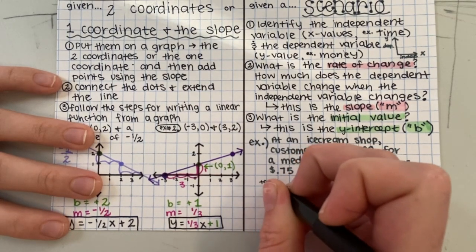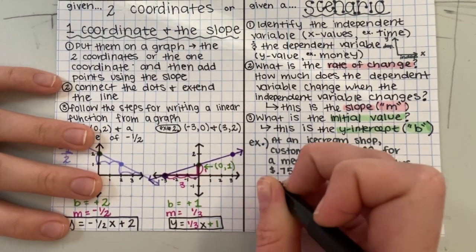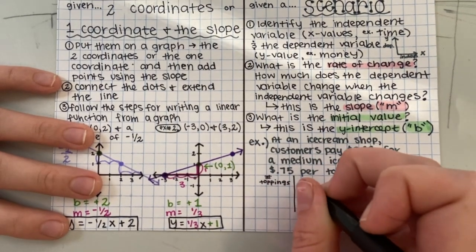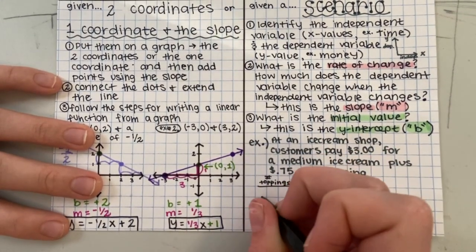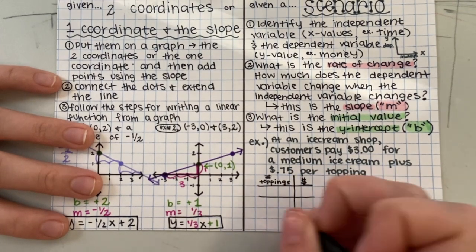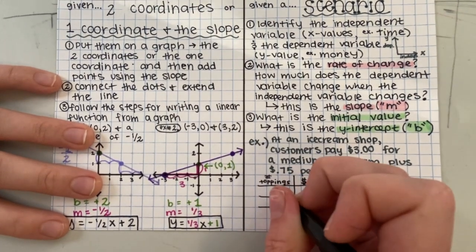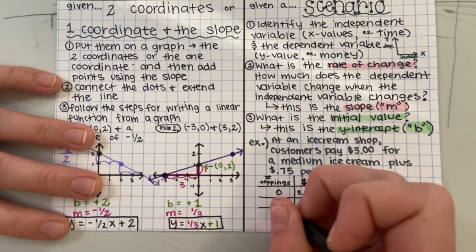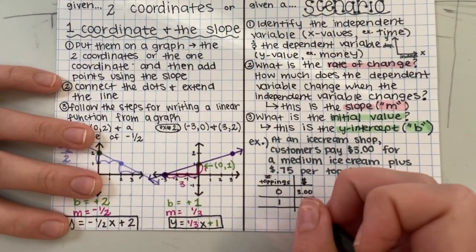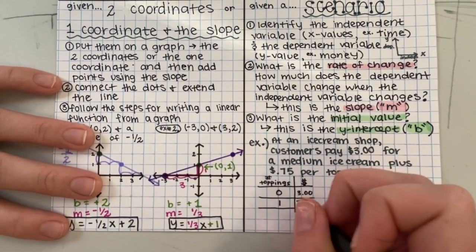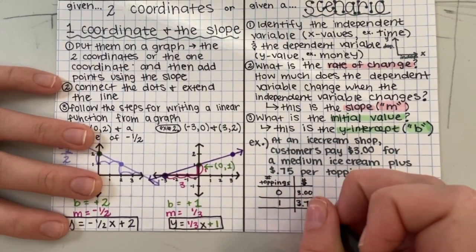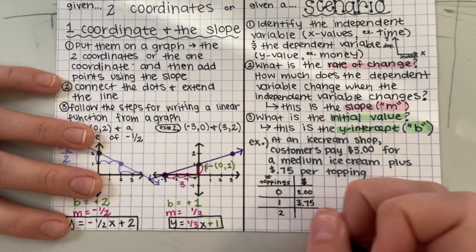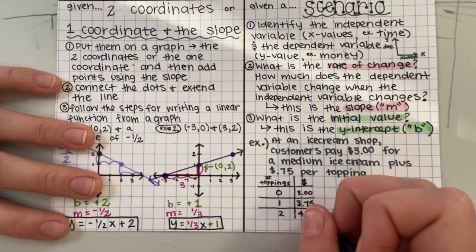So if I have some number of toppings and I'm thinking about the cost of my ice cream, that's how I can think of the relationship changing, right? If I have 0 toppings, my ice cream is just going to be that $3. If I have 1 topping, it's going to increase by 75 cents, and then it's going to become $3.75. If I have 2 toppings, it's going to increase by another 75 cents, and I'll end up at $4.50, and so forth.